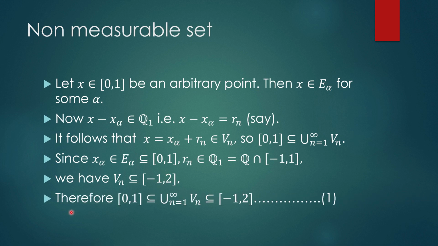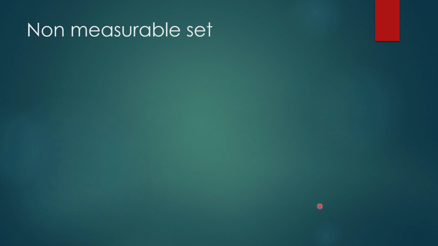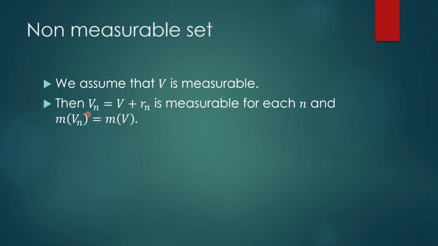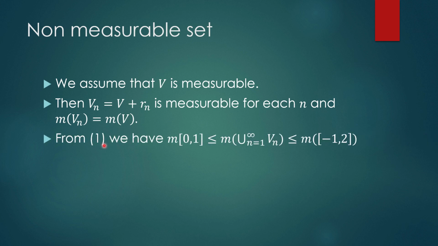So what do we have? Ultimately, the 0 1 closed interval is a subset of this one, and this one is a subset of this one. We assume that V is measurable. If V is measurable, then Vn are measurable. Vn is equal to V plus Rn, which is measurable for each n. Therefore the measure of Vn is exactly equal to the measure of V for each n. So from this, the measure of this one will be less than or equal to the measure of this one, and less than or equal to the measure of this one. But this is a countable disjoint union. So this side is measure 1 and this side measure 3. Therefore the measure of this summation is less than or equal to 3, but it is greater than 1.